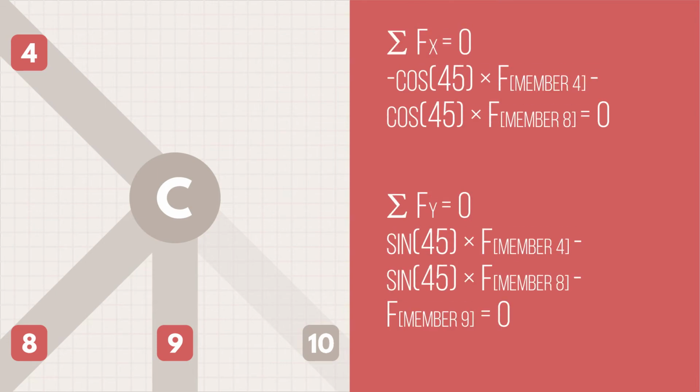Here are the equations for the X and Y forces. The X equation tells us that members 4 and 8 have forces of the same magnitude, but in opposite directions. This means that one is in tension and the other one is in compression. Once we know this, we can easily solve for members 4 and 8 using the Y equation.